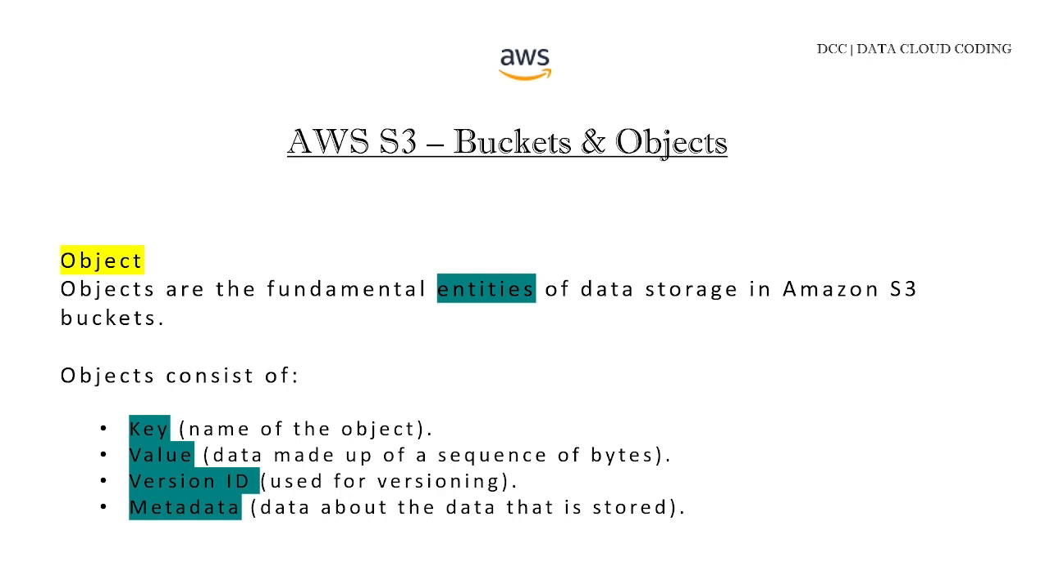And going into more details, an object consists of a key, which is the name of the object, a value, which is the data made up of a sequence of bytes. An object also consists of a version ID, which is used for versioning, and metadata, which is data about the data that is stored. So we'll see what is key, value, version ID when we create objects once we enable versioning inside of my bucket.